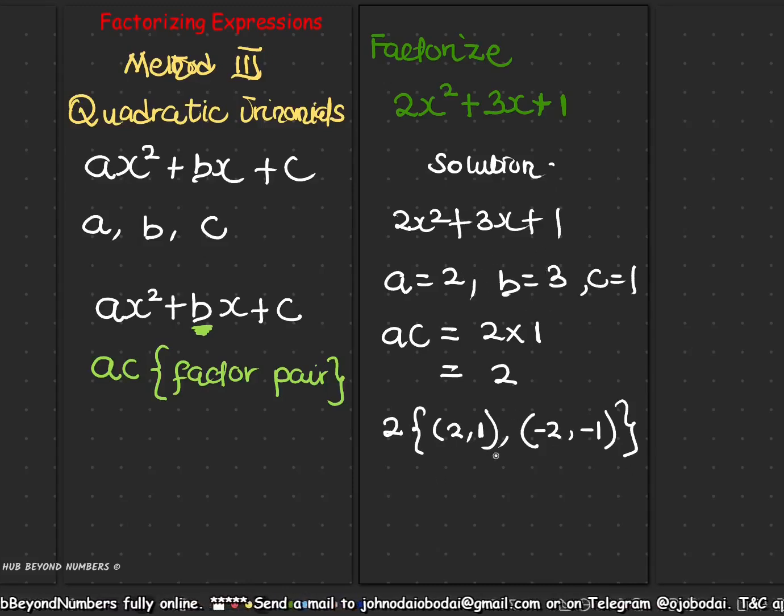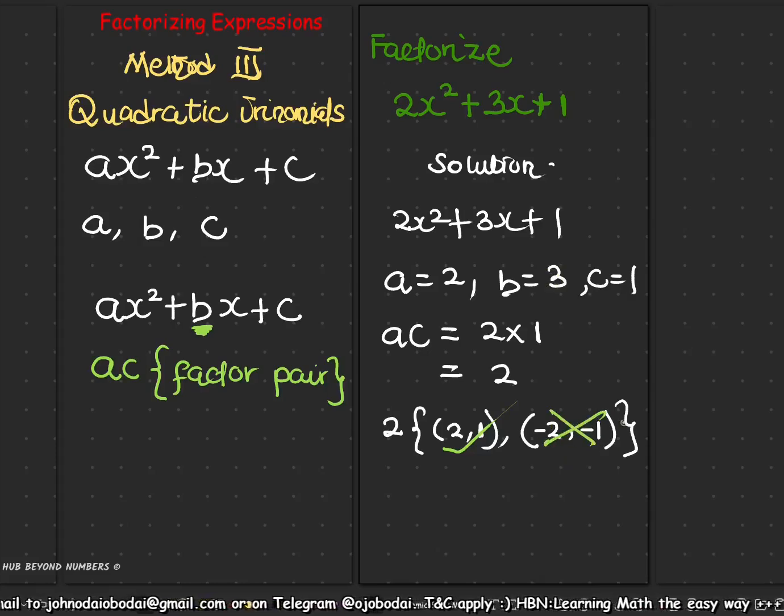So let's come back to the factors. 2 plus 1 gives us what? 3. So this here satisfies, and that would even be enough to solve our question for us. What of -2 plus -1? That gives us a -3. But looking at what we have here, our b is a +3. Hence, this cannot solve the question. Hence, we are going to use this.